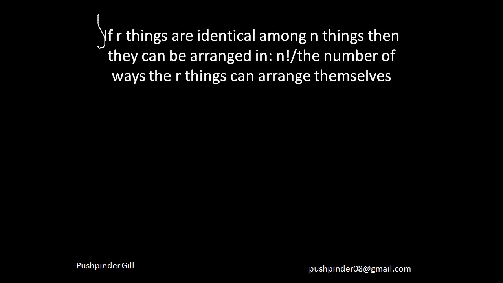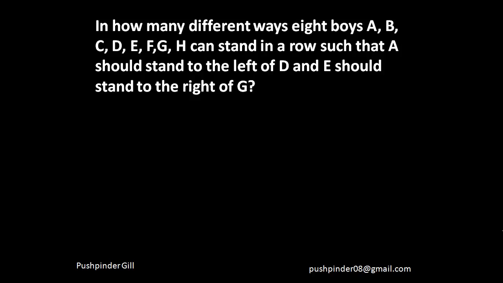So remember this point, and let's do some questions on these points. So let's see this point. In how many different ways 8 boys A, B, C, D, E, F, G, H can stand in a row such that A should stand to the left of D and E should stand to the right of G.